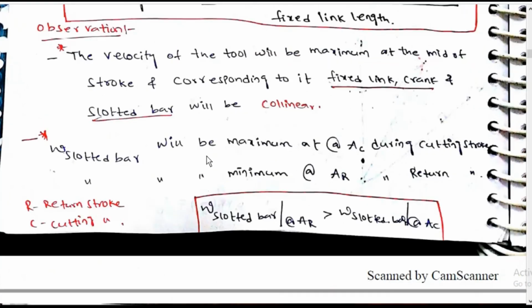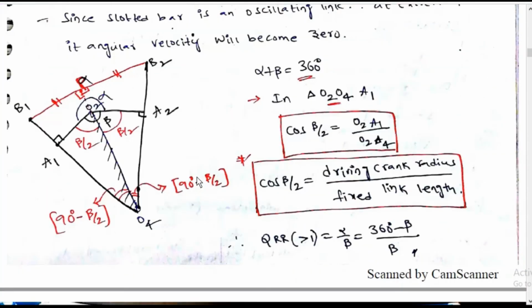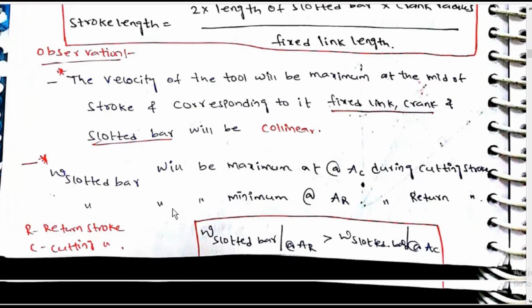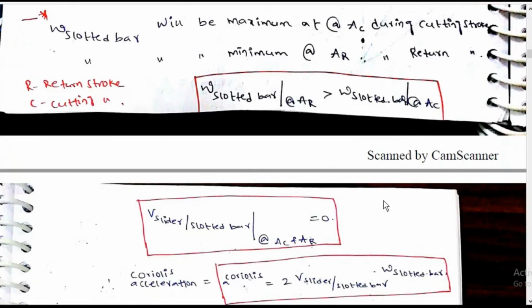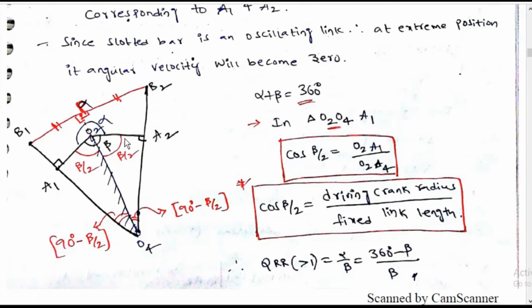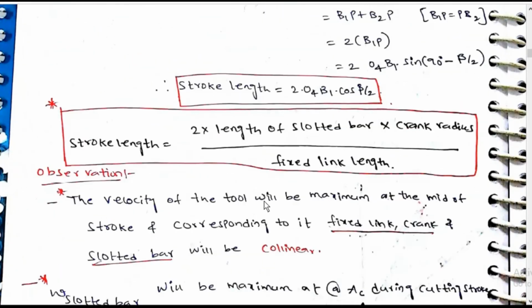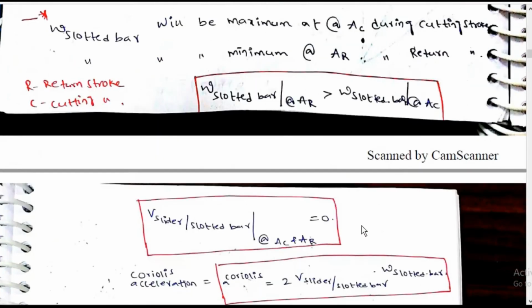Collinear. Omega of slotted bar will be maximum at the mid of the cutting stroke. Omega of slotted bar will be minimum at the mid of the return stroke. Omega of slotted bar at the return stroke is greater than omega of slotted bar at the cutting stroke. V slider relative to slotted bar at the end of cutting and the end of return is 0.